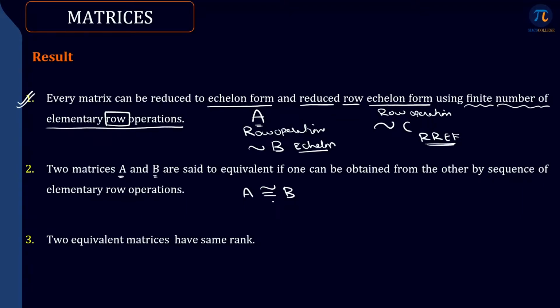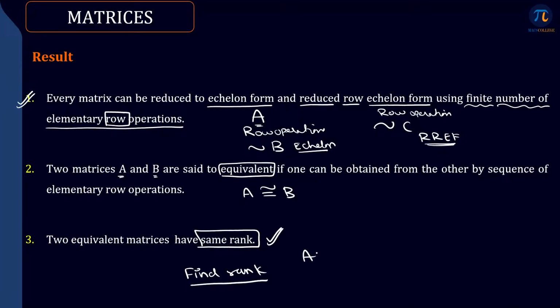Please note, they are not equal matrices, they are equivalent matrices. Why do we call them equivalent matrices, sir? Because they have the same rank. And this is one of the important methods for finding rank. So, we also learn how to find rank here. So, how to find rank?